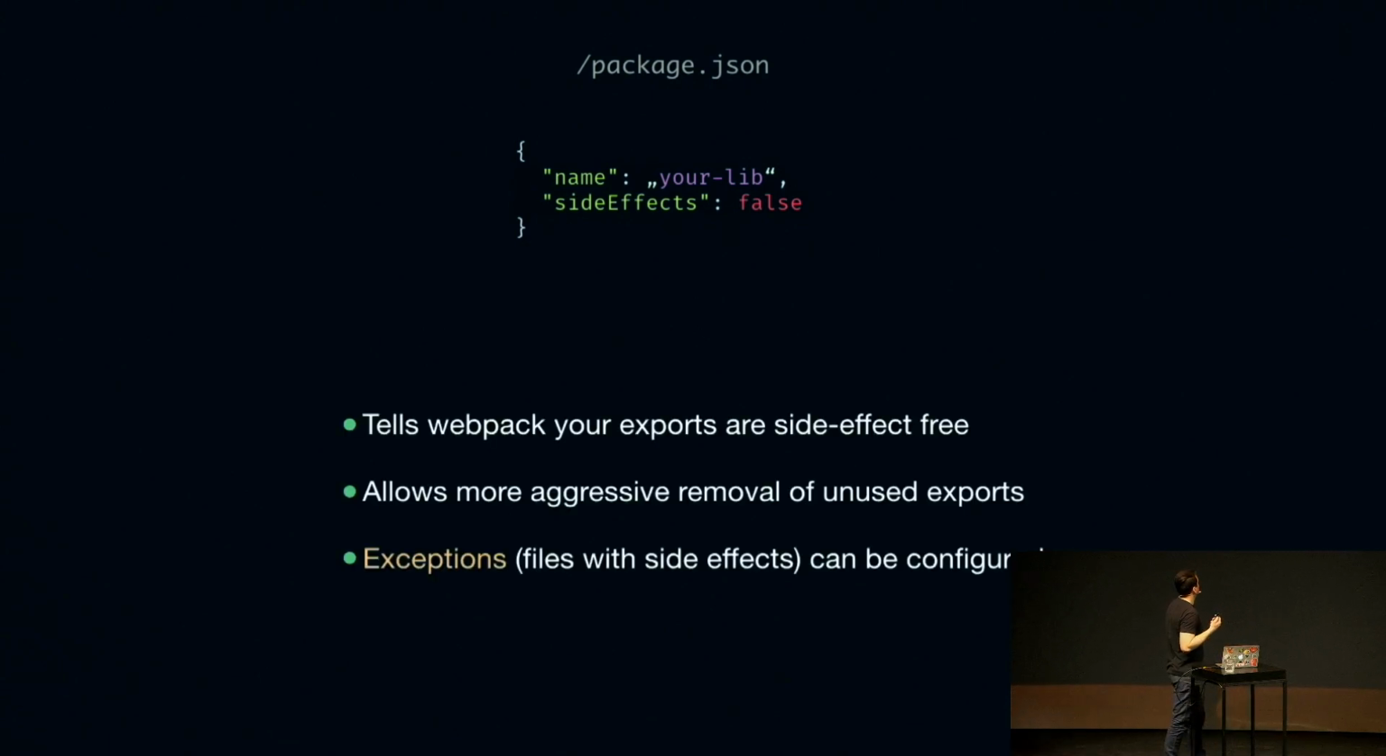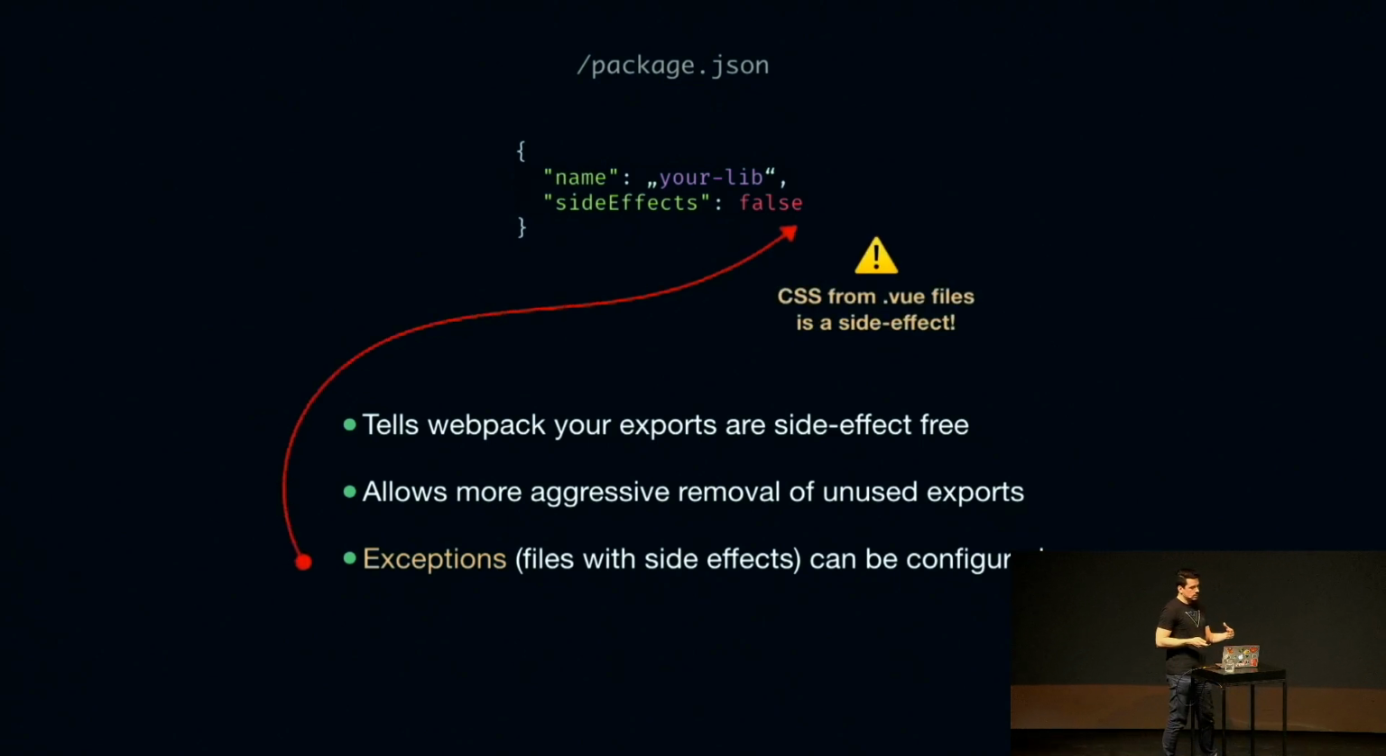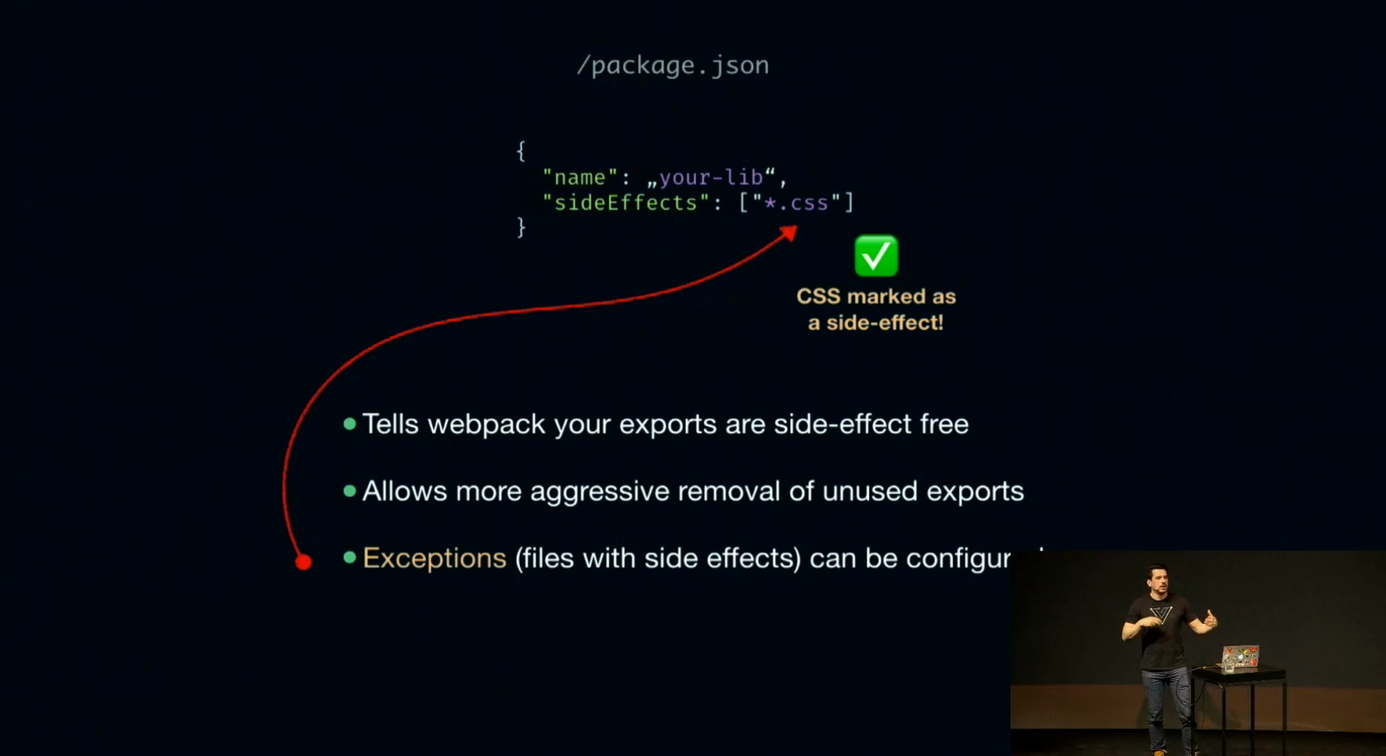But there are exceptions, and one exception would be the CSS that we're injecting when we're not extracting the CSS. That is a side effect, right? We are injecting CSS into the head of the document. That's a side effect besides the fact that we're exporting something from a library. And so, what do we do? Well, we can tell Webpack, hey, we have side effects, and it's every import that is ending with .css. So any import of a CSS file, also a virtual import from the script tag in a Vue file, is a side effect. And so Webpack knows that it shouldn't ignore those because they are implicitly required.